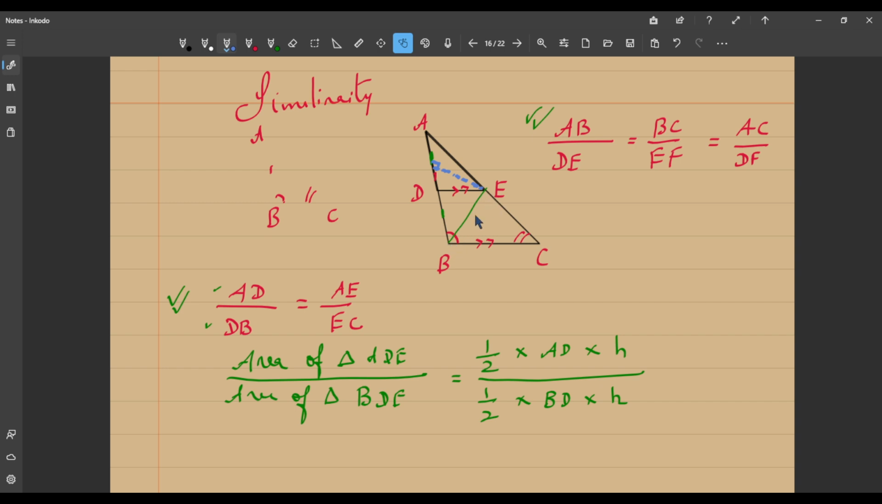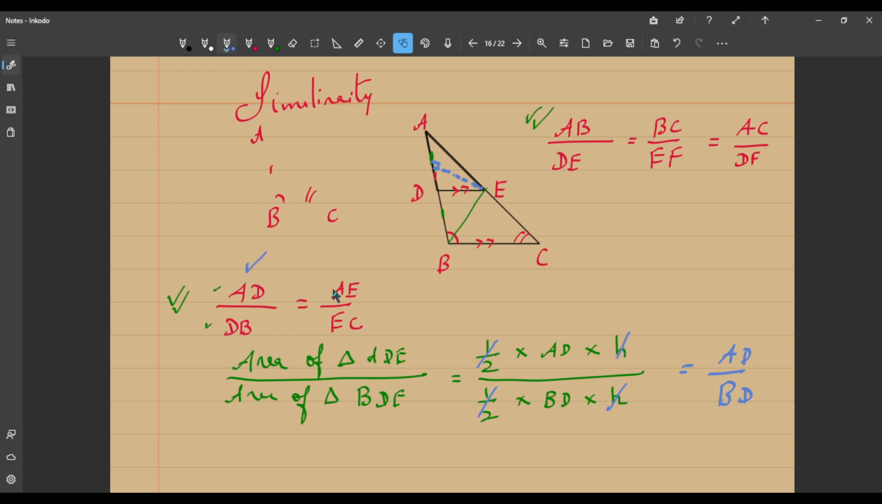The triangle DEB being kind of an obtuse triangle, the height is outside the triangle, right? So here the heights of both the triangles are the same. So we can conveniently cancel the heights and cancel half and half in both the numerator and the denominator. So we are left with AD by BD. So the ratio of the areas of these two triangles is equal to the ratio of their bases, which is what we wanted.